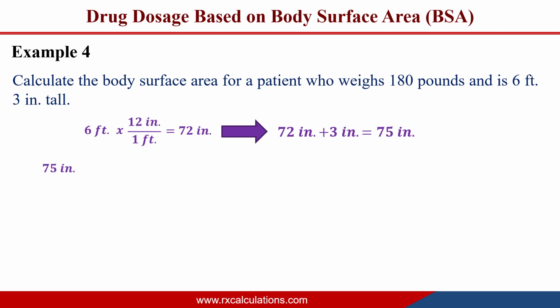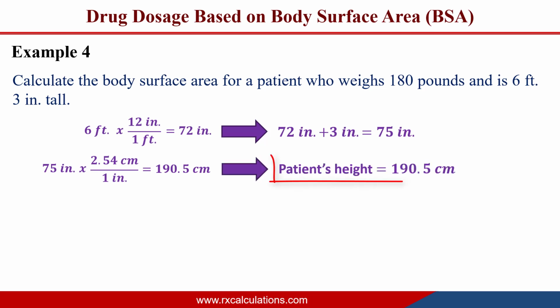So we have 75 inches. We multiply that by the conversion factor, where 1 inch is equivalent to 2.54 centimeters. The inches cancel out, and you end up with 190.5 centimeters. And so the patient's height is 190.5 centimeters. We now need to convert the weight from pounds to kilograms.